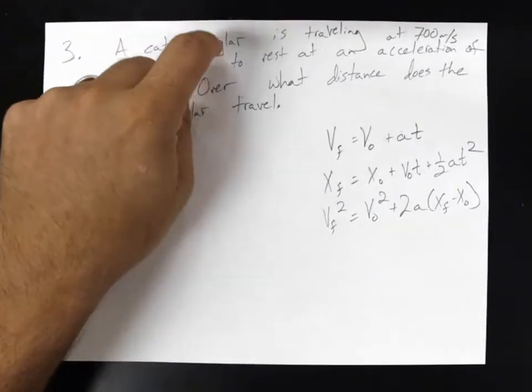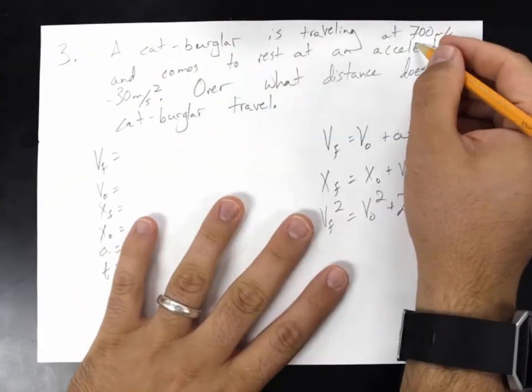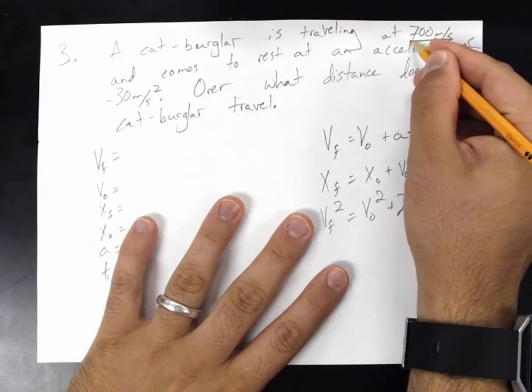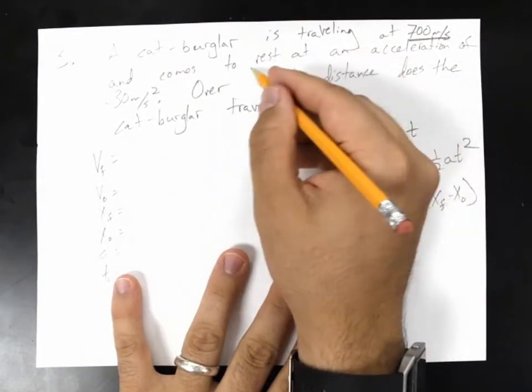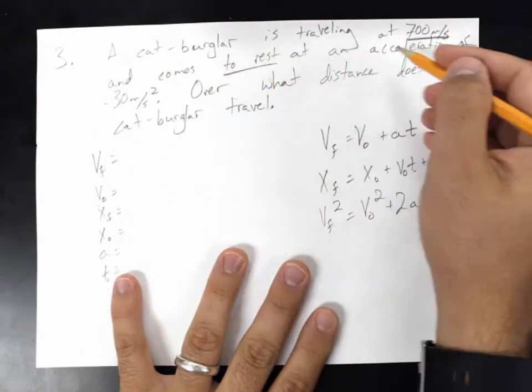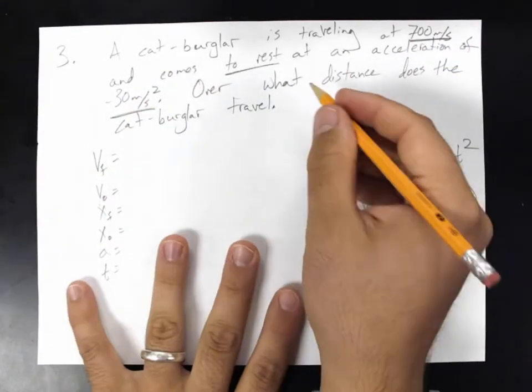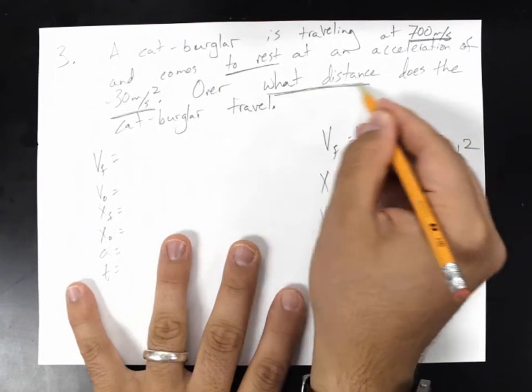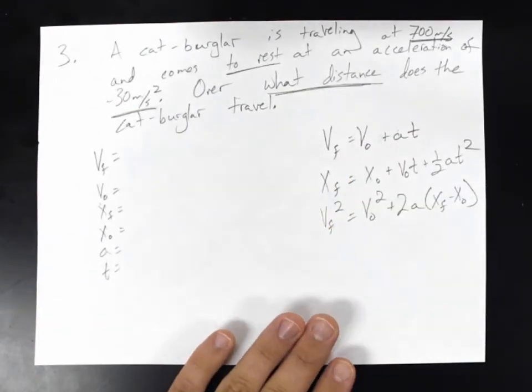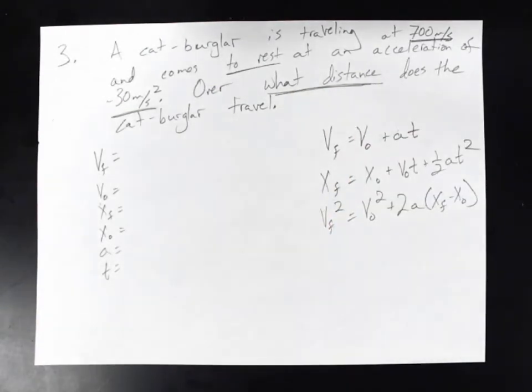A cat burglar is traveling at, I'm going to underline stuff, 700 meters per second and comes to rest. That seems important. At an acceleration of negative 30 meters per second squared. Over what distance does the cat burglar travel? All right, so we've got plenty of information here. Plenty of stuff to work with. So let's find out what we got.